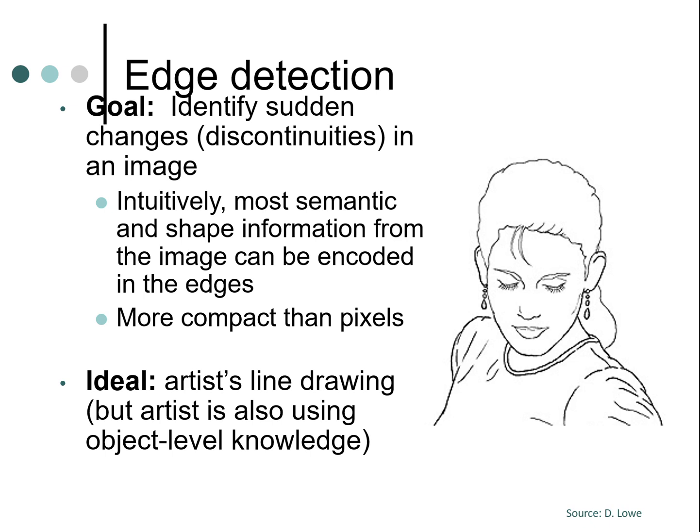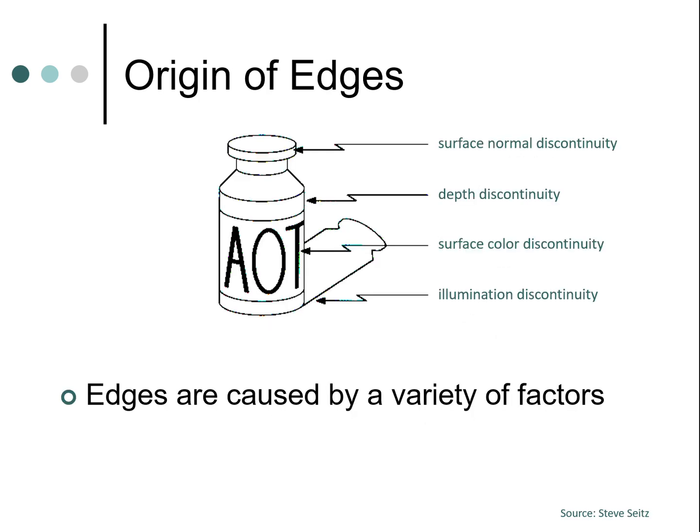For an artist's line drawing, the artist is also using some object level knowledge to detect the edges which are present in the image. It shows how these edges originated. There is a bottle which has a reflection or a shadow of that particular bottle. It shows the illumination discontinuity, the shape and color discontinuity, the depth discontinuity, and the surface normal discontinuity. All these are caused by various factors of edge detection.